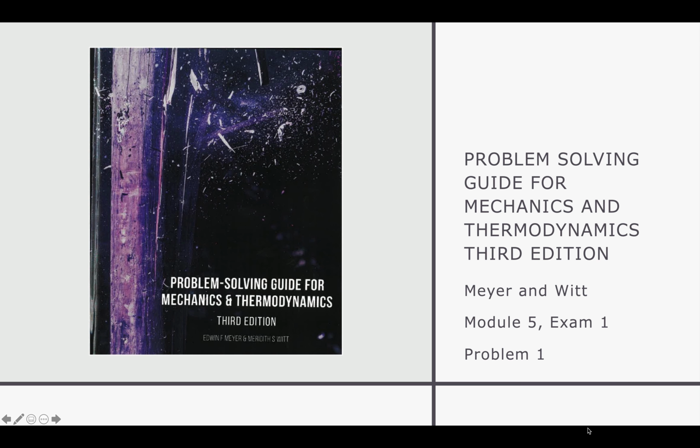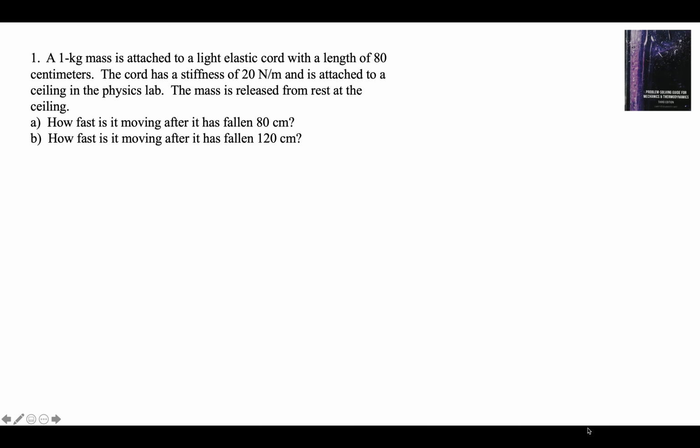This is a walkthrough of Problem 1 on Exam 1 of Module 5 in the book Problem Solving Guide for Mechanics and Thermodynamics. A 1 kilogram mass is attached to a light elastic cord with a length of 80 centimeters. That's the relaxed length. The cord has a stiffness of 20 newtons per meter. It is attached to the ceiling of a physics lab. The mass is released from rest at the ceiling. How fast is it moving after it falls 80 centimeters? How fast is it moving after it has fallen 120 centimeters?